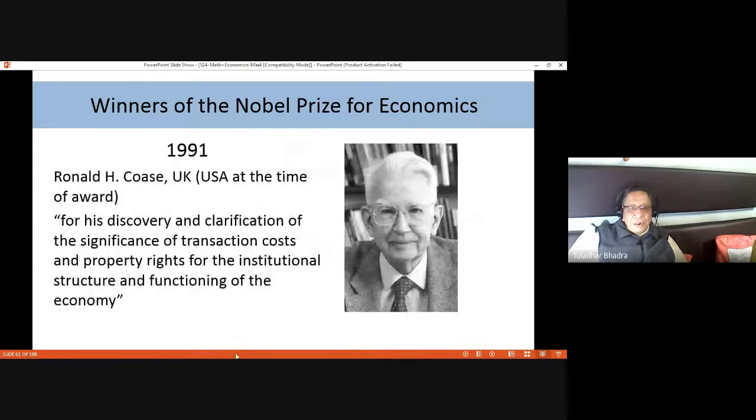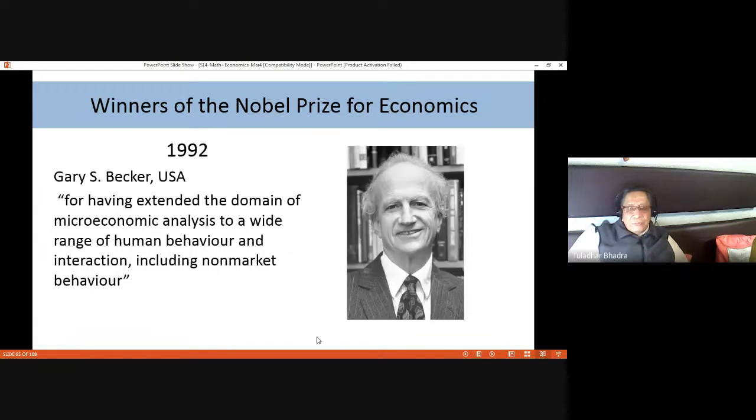1991, Ronald Coase, from UK, but at the time of his work he was in USA, for his discovery and clarification of the significance of transaction costs and property rights for the institutional structure and functioning of the economy. 1992, Gary Becker, again from USA, for having extended the domain of microeconomic analysis to a wide range of human behavior and interaction, including non-market behavior.